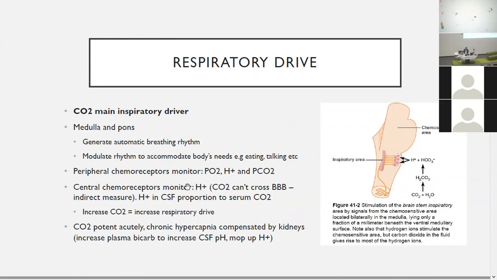And the way CO2 drives respiration is mostly at your central receptors. CO2 can't cross the blood-brain barrier, so it gets into the CSF and produces hydrogen ions, which can then cross the blood-brain barrier and give the brain an idea of how much CO2 is in the body. So the H+ in the CSF tends to be proportional to the CO2 in the serum. Does that all make sense?